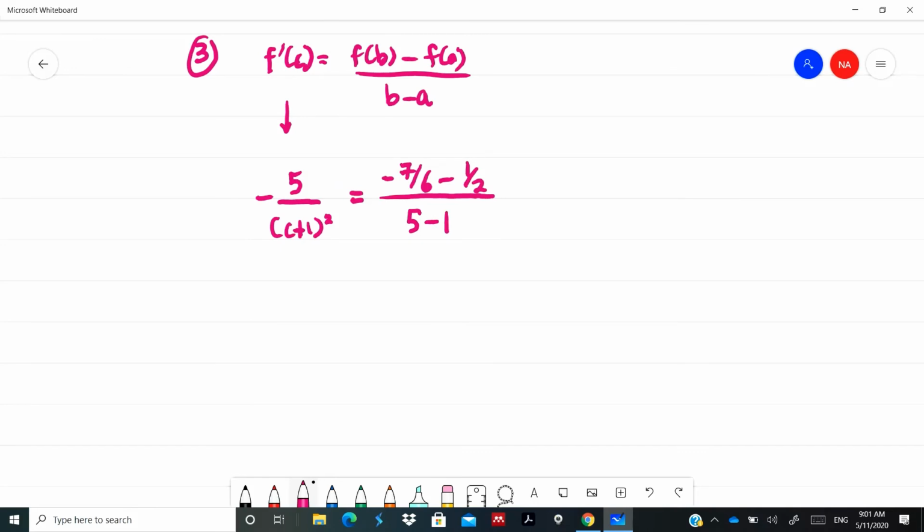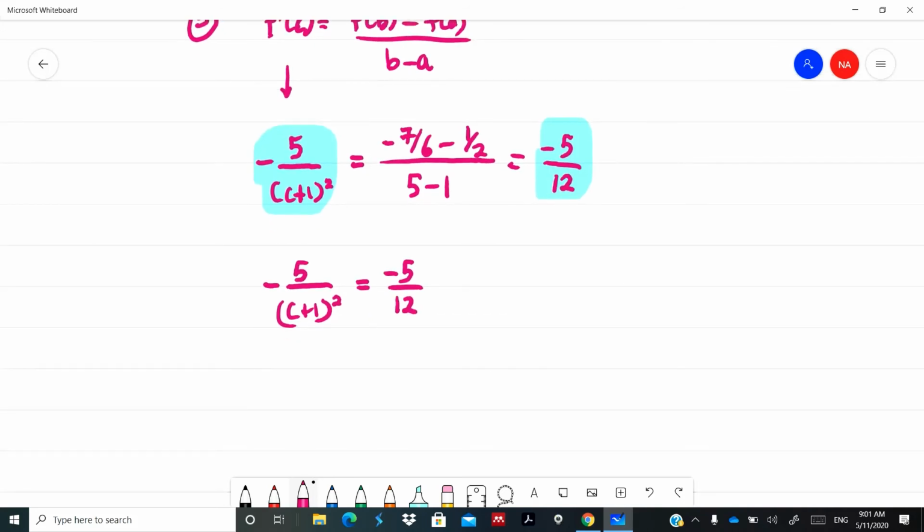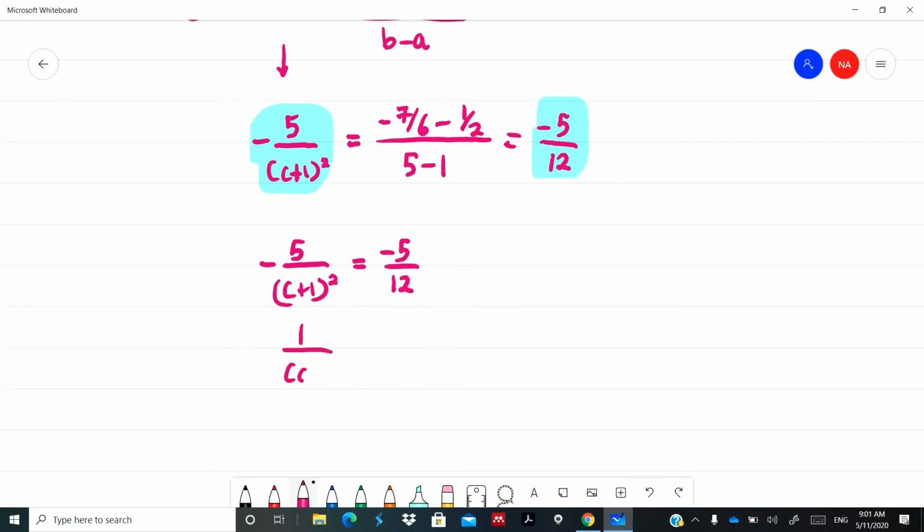All right, so I'm going to simplify the right hand side first. Negative 7 over 6 minus 1 over 2, divided by 4, we'll get negative 5 over 12. So this is negative 5 over 12. Now we have to solve this equation. So we have negative 5 over (c plus 1) to the power of 2 equal to negative 5 over 12. I can cancel the negative 5 on both sides, so I'll have 1 over (c plus 1) to the power of 2 equal to 1 over 12.